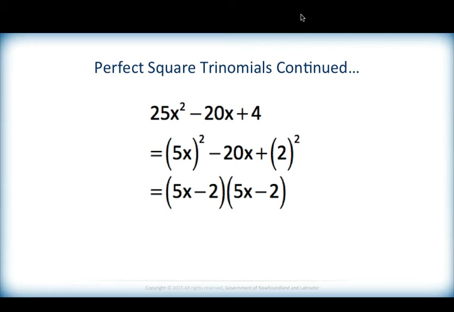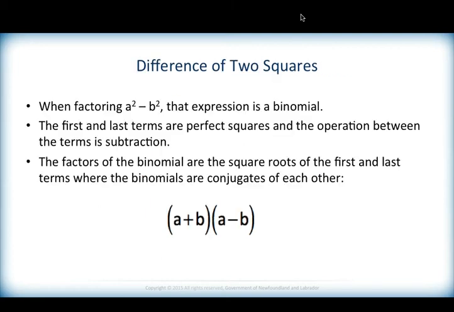Our next special type of polynomial is going to be a little different. It's going to involve perfect squares, but it's going to have a new name. And that's going to be the difference of two squares. So unlike the previous example where both of your factors are positive or both are negative, in this case we're going to have one that is positive and one that is negative. So be careful you don't get those confused.